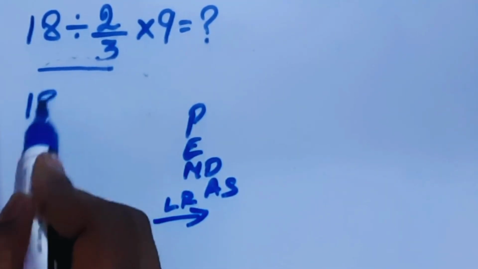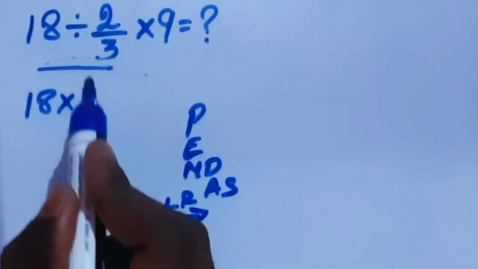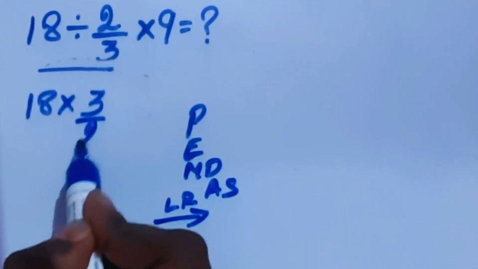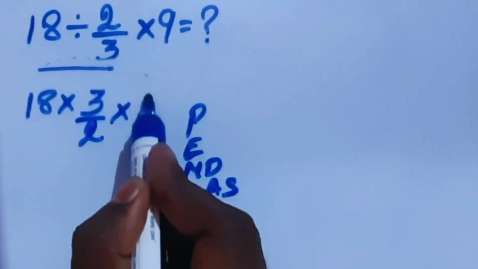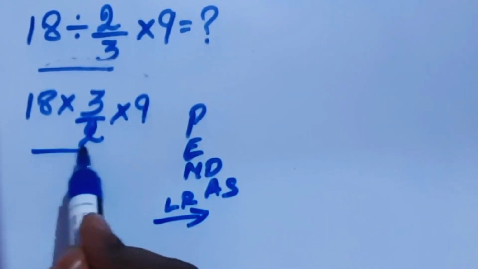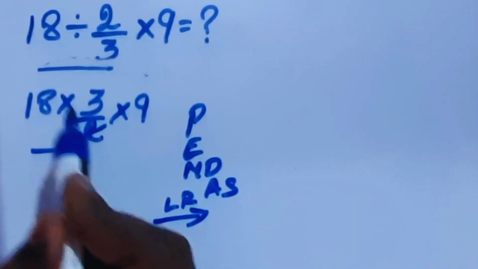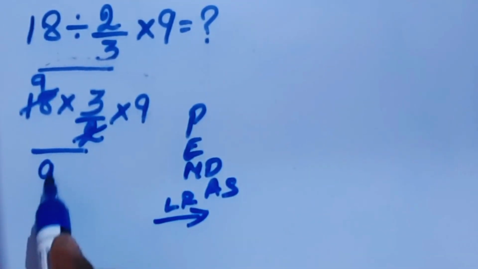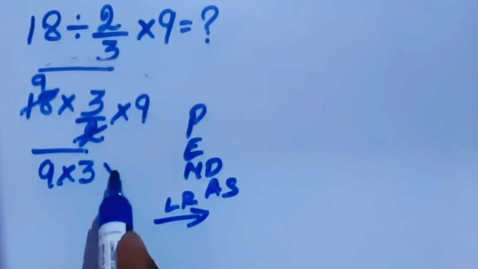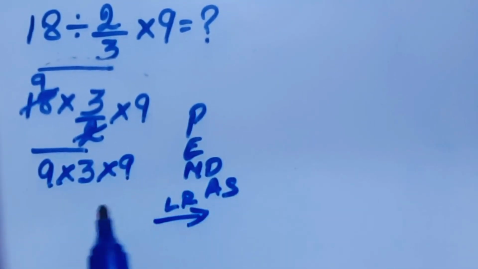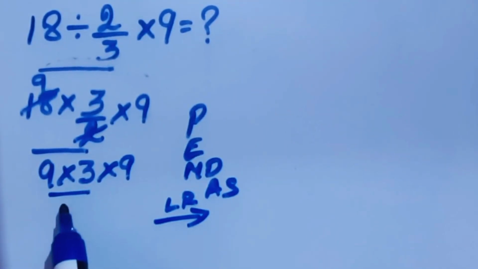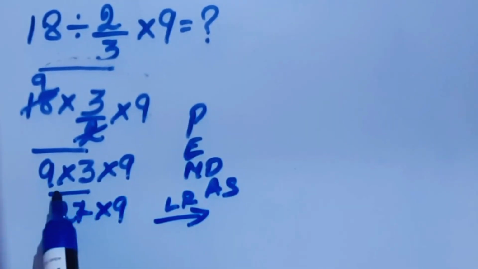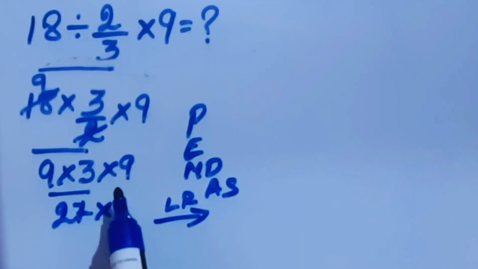So 18 multiplied by, changing this order, 3 by 2 multiplied by 9. Now we have to do this. Simplify this, we'll get here 9. Now 9 times 3 times 9. Now this is 27 times 9. This is the left to right rule we followed here.